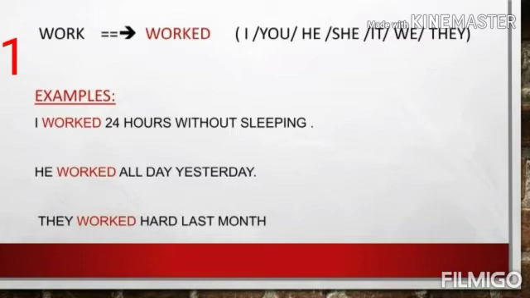So worked is simple past of verb work, and we add ed at the end of the verb because it's a regular verb. But look, here you have yesterday and last month. They are adverbial of time. So when you see yesterday and last month or last week, you know that the tense will be past.